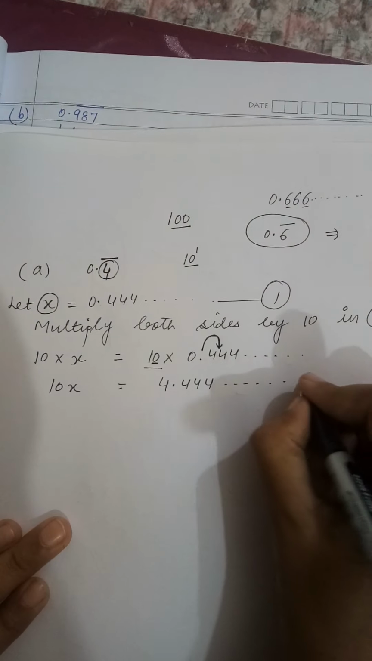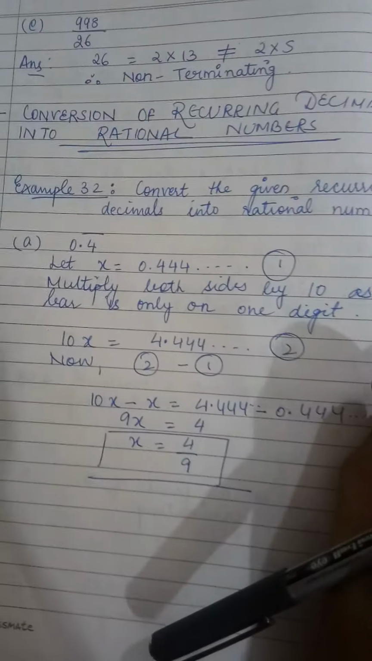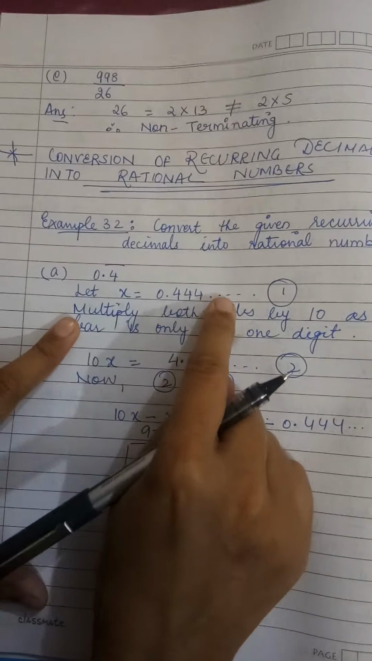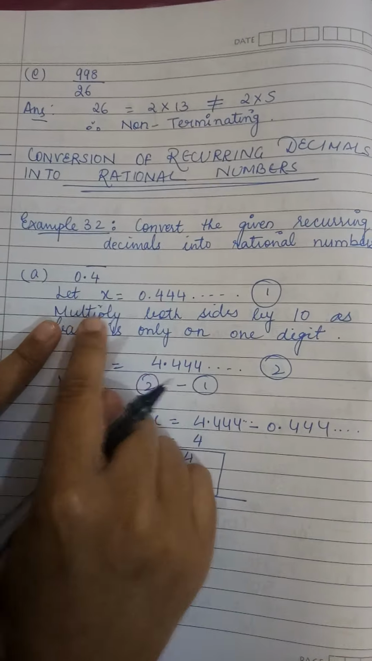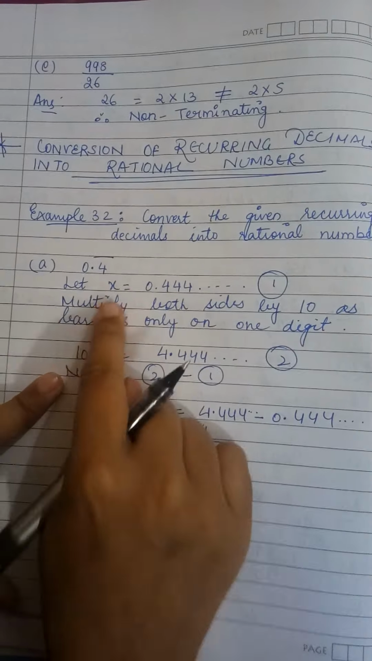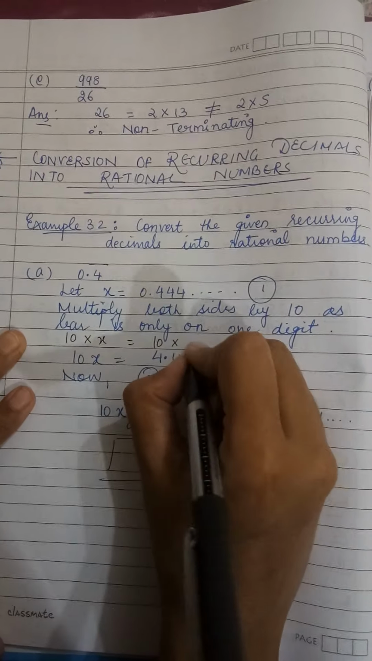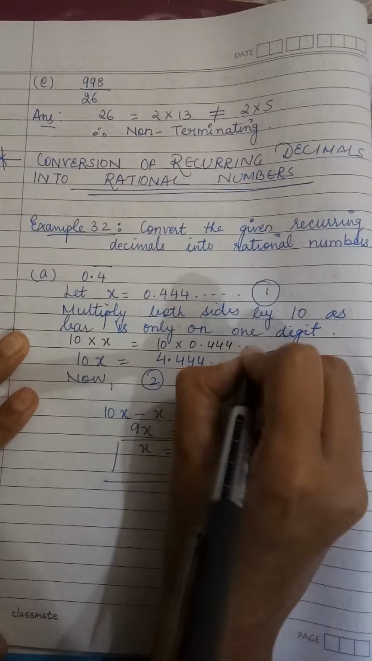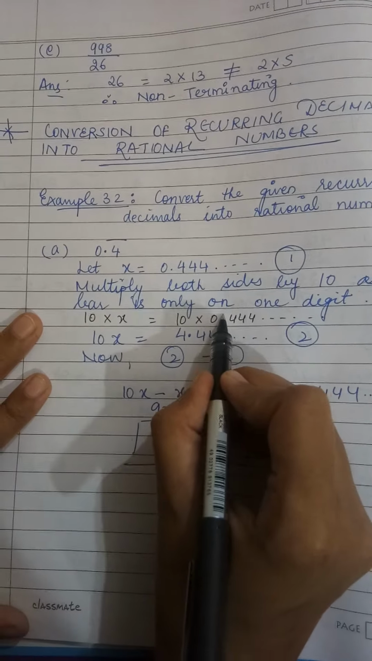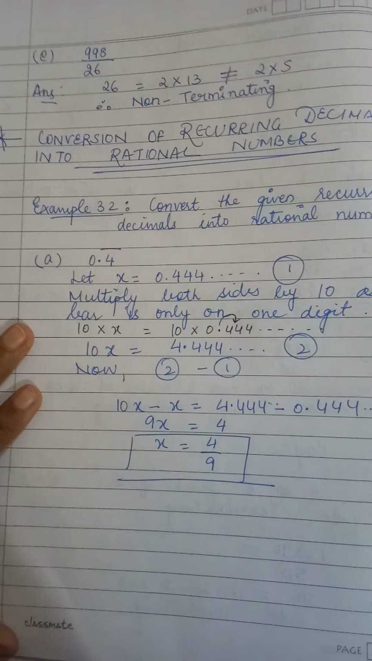Now you are going to write this as 2. Okay, you can see here in the question what I have done: I have written x equals 0.444 and so on. I have multiplied both sides by 10. As the bar is only on one digit, I have written it here. So I have multiplied it. I will write here 10 into x equals 10 into 0.444 and so on. Okay, 10x, and this decimal I am going to shift one place ahead. This will become 4.444 and this is number 2.